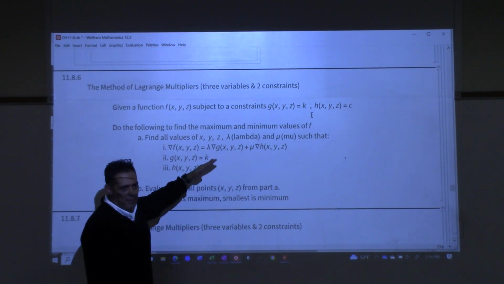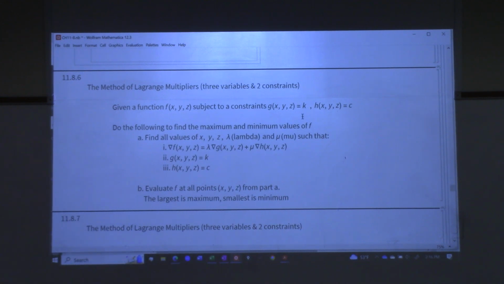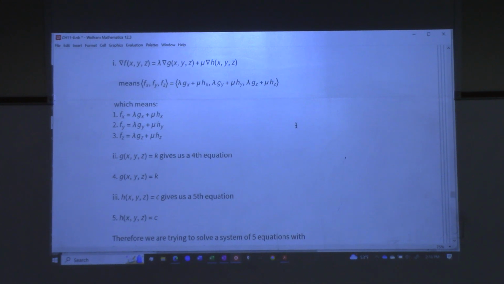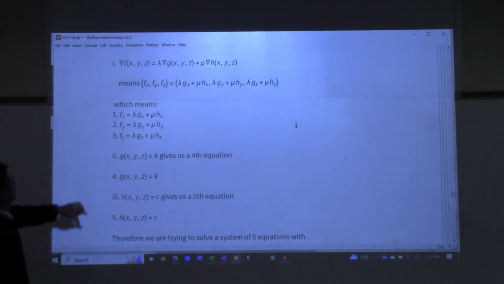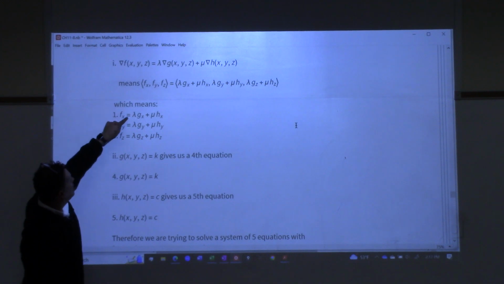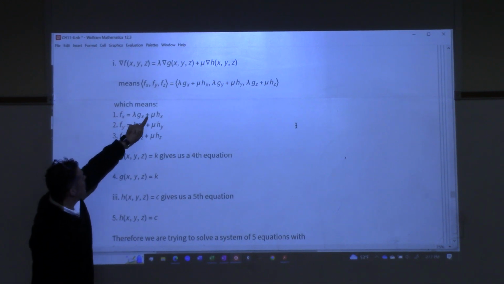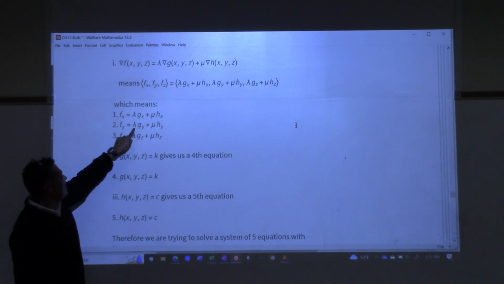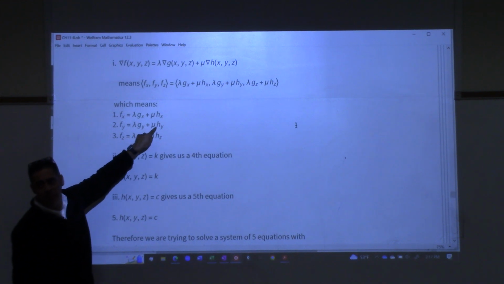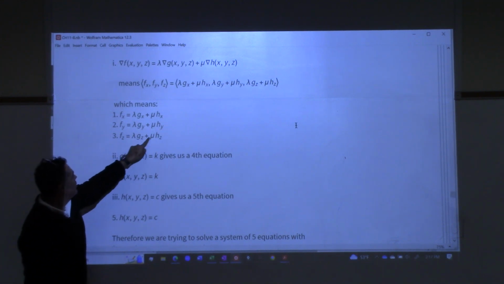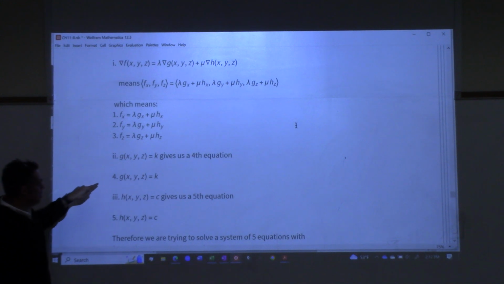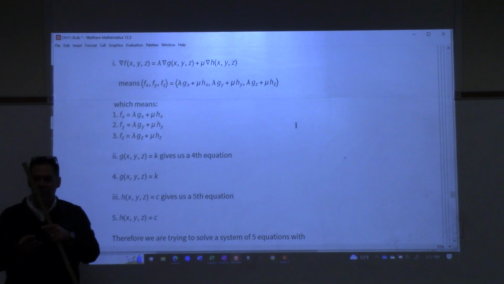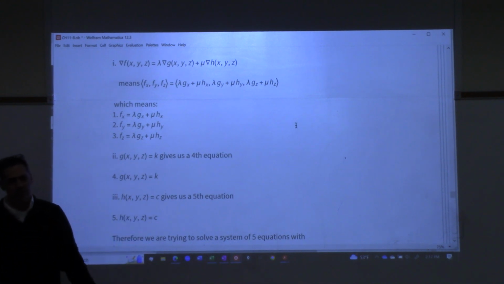I'm going to have to do an example for you to see it, all right? You're going to have 5 equations now and 5 unknowns. Your first one is the partial of f with respect to x equals lambda partial of g with respect to x plus mu partial of h with respect to x. Then partial of f with respect to y equals lambda partial g with respect to y plus mu partial h with respect to y. Then your third one, then your first constraint equation, then your second constraint equation. That gives you 5 equations. You have to find x, y, z, lambda, and mu that make all 5 equations true at the same time.